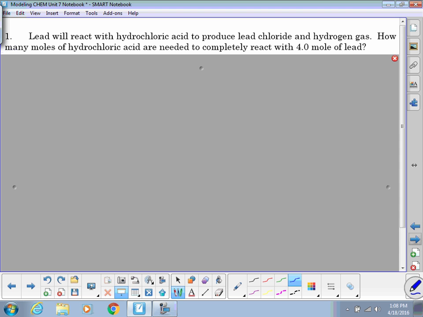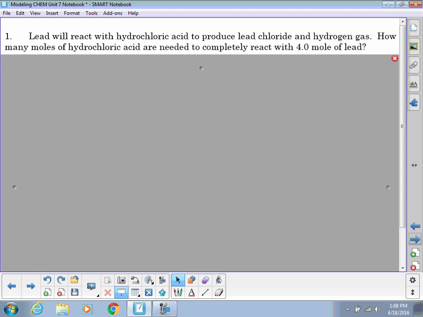We're going to run through 3 more examples that you can use. Again, I'm going through these pretty quickly, so if you need to pause the video, make sure you do so. So here it says lead will react with hydrochloric acid to produce lead chloride. It's supposed to be lead 2 chloride. And hydrogen gas. How many moles of hydrochloric acid are needed to completely react with 4 moles of lead?